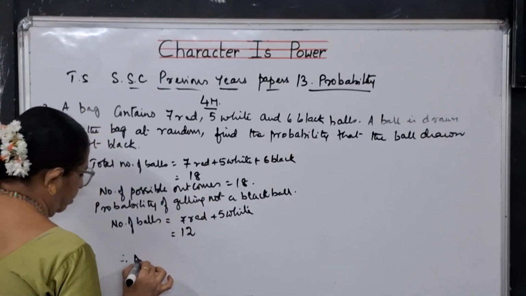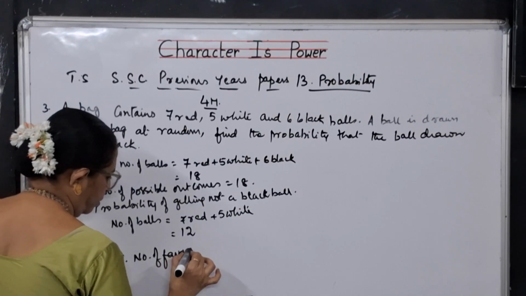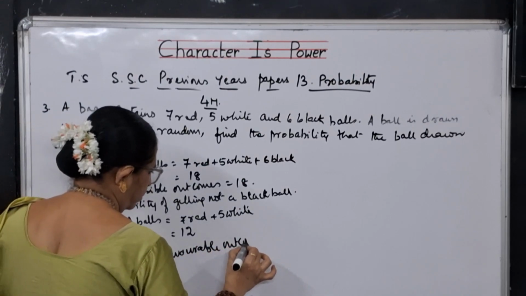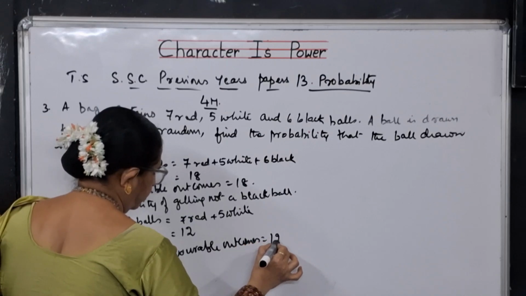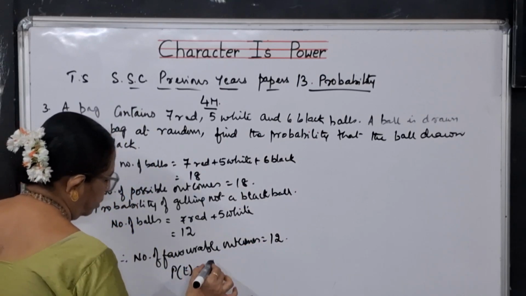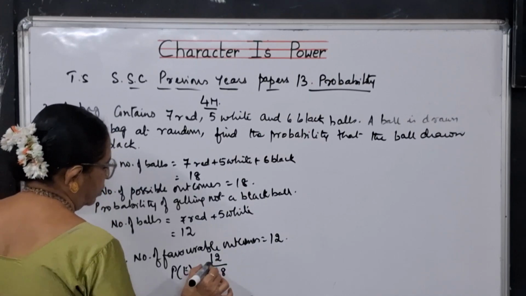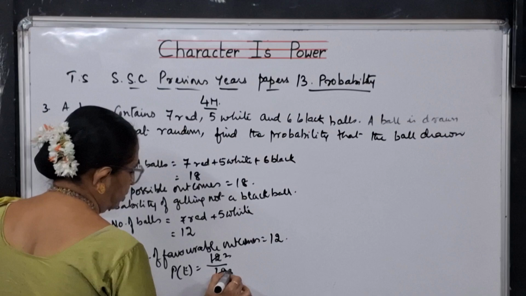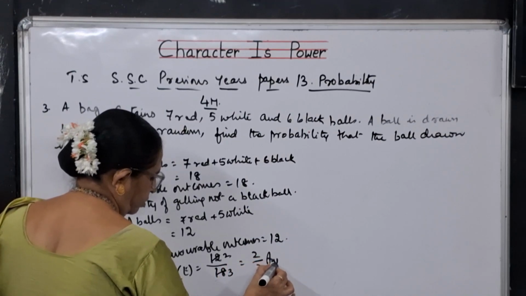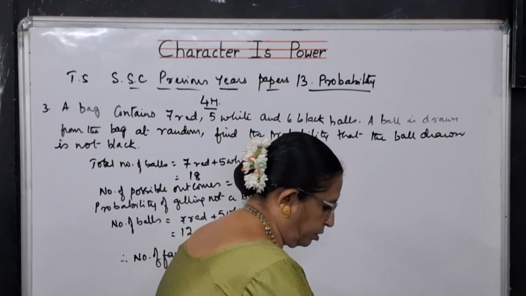So, number of favorable outcomes is equal to 12. Now you want P of E. What is P of E? Favorable outcomes by possible outcomes. So 6 2s are 12, 6 3s are 18, so 2 by 3 is the answer for this problem, children. Please copy it.